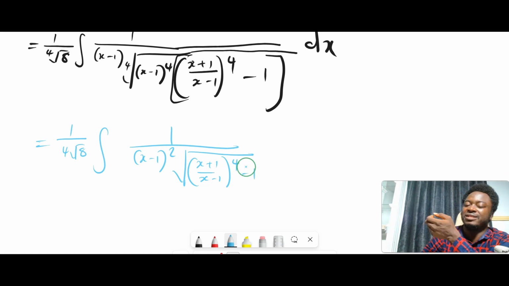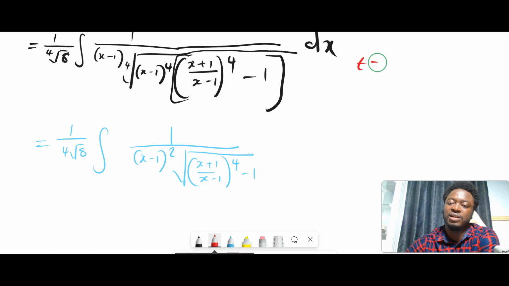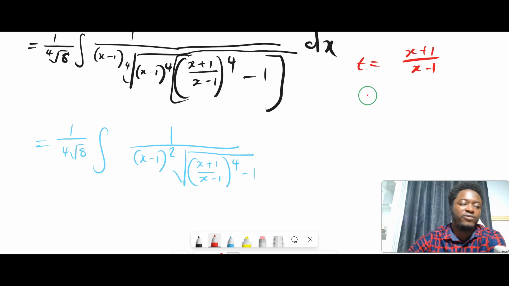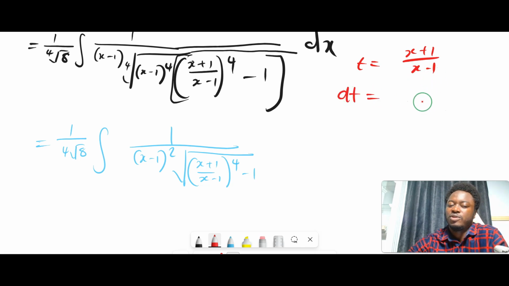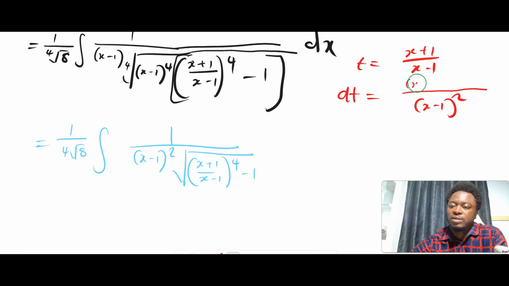Now, the natural thing to do here is to set t equal to (x plus 1) over (x minus 1). If we use the quotient rule, you should obtain dt to be: at the bottom you have (x minus 1) squared, but at the top you have the derivative of x plus 1, which is 1, times (x minus 1). That is basically just x minus 1.